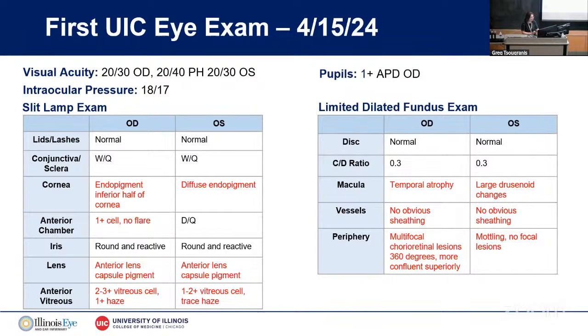On dilated fundus exam, she had a normal disc. There was some temporal atrophy of her macula, no vessel sheathing, and then she had these multifocal chorioretinal spot lesions in her periphery, 360 degrees, with some a little bit more confluent superiorly. The left eye was notable for, once again, normal appearing cup to disc and optic nerve. The macula had these large drusenoid changes, no sheathing, and then there was mottling, but no retinal lesions in the left eye and the periphery.